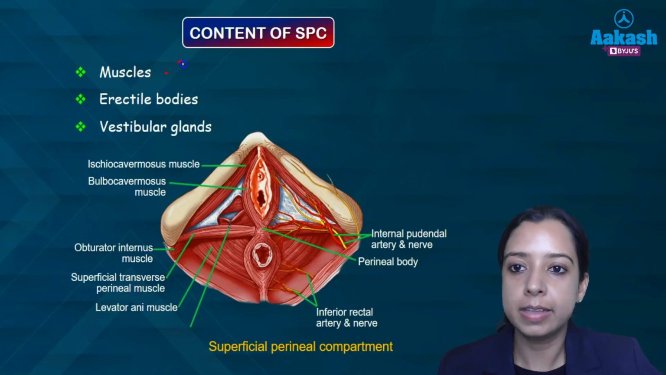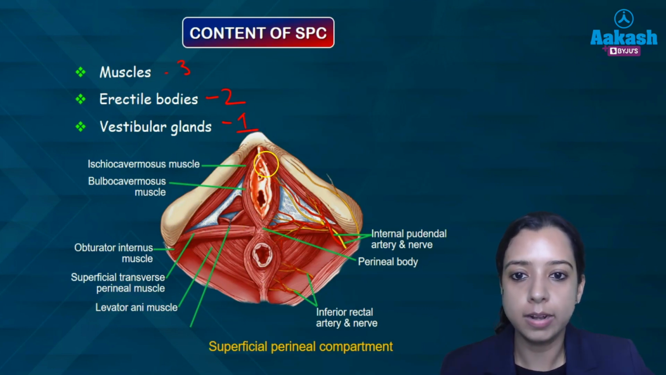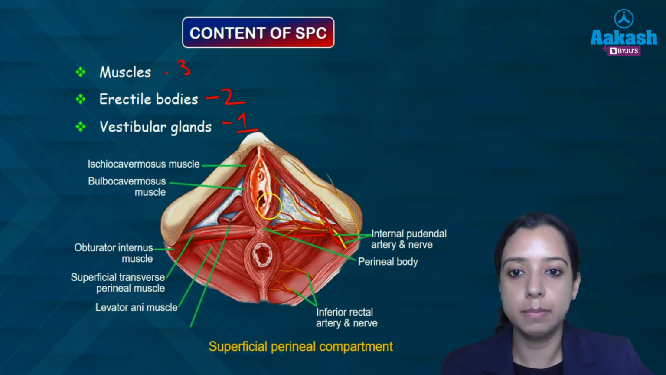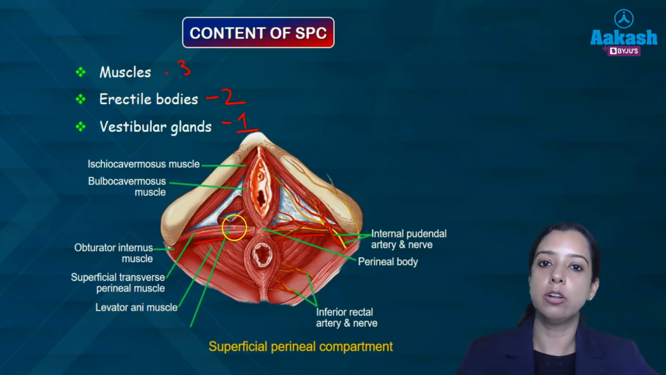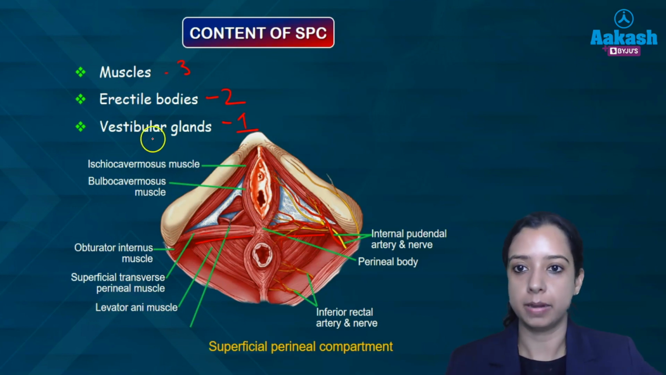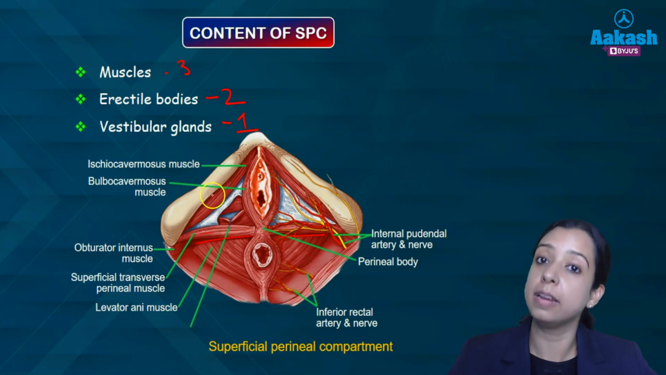It has 3 muscles, 2 erectile bodies and 1 gland. So what are the 3 muscles you can see? You can see bulbocavernosus, ischiocavernosus and superficial transverse perineal. Everything is superficial. So these 3 muscles are the content of your superficial perineal pouch, whose roof is formed by perineal membrane and floor is by the fascia. You have removed that fascia, that is why you are able to see this perineal pouch.